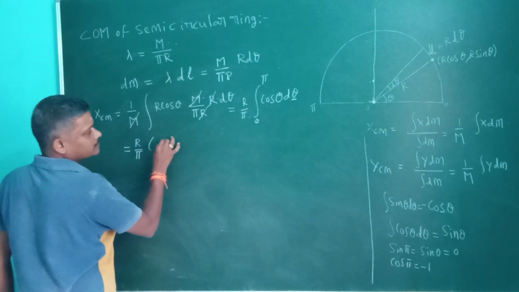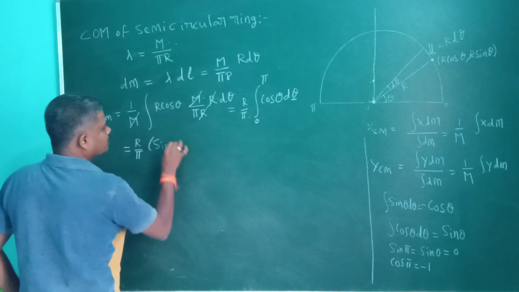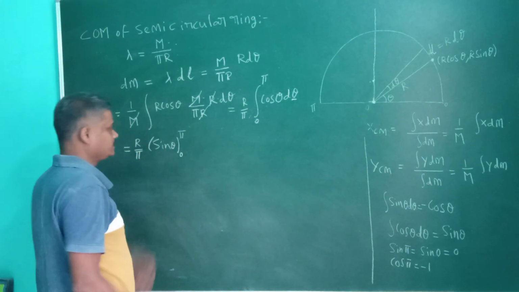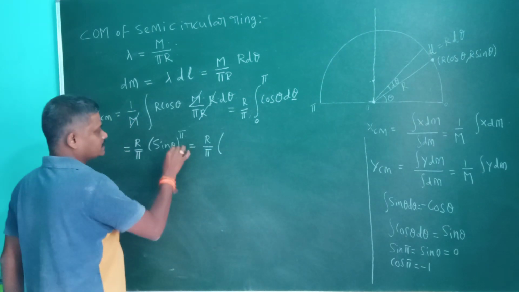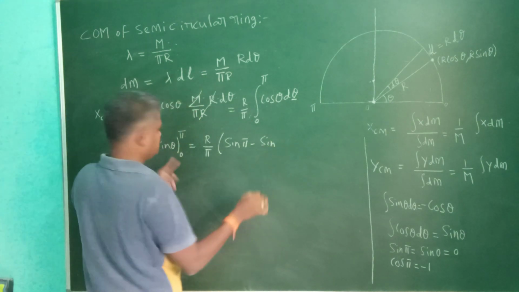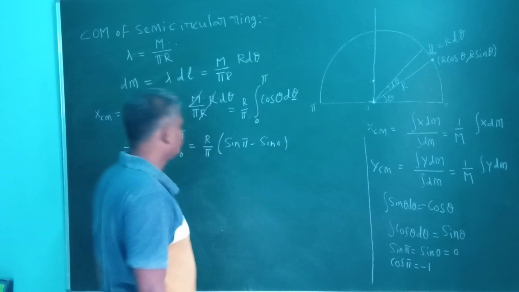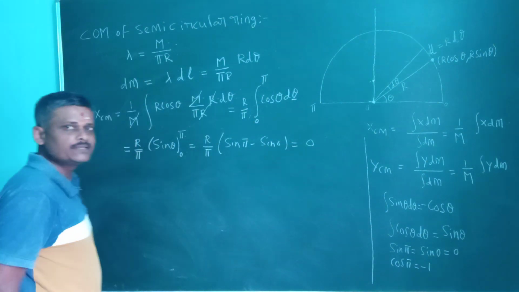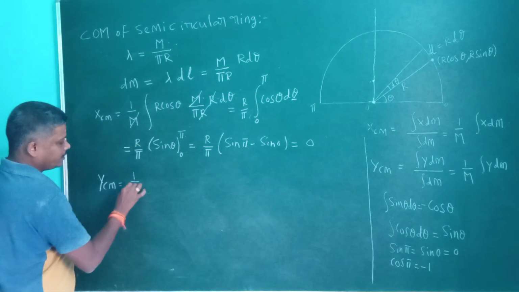Now on integration, I get r by pi, integral cos theta is sin theta, lower limit is 0, upper limit is pi. Integral cos theta d theta is sin theta, that is r by pi. First I substitute pi in place of theta, the upper limit, minus sin 0. As sin pi and sin 0 are 0, 0 into r by pi is also 0. I get 0.